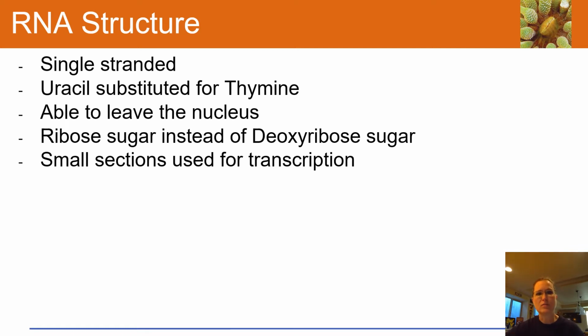It can leave the nucleus when DNA cannot. The sugar is ribose sugar. It's why it's called RNA, instead of deoxyribose sugar. The difference between those is that deoxyribose sugar contains one less oxygen than ribose sugar. Deoxy is why it's called that. And then we can make little chunks like messenger RNA, and other kinds that we'll talk about in a bit that we use in transcription.